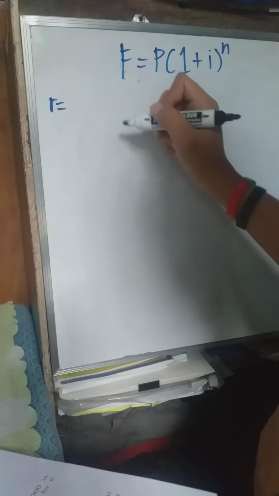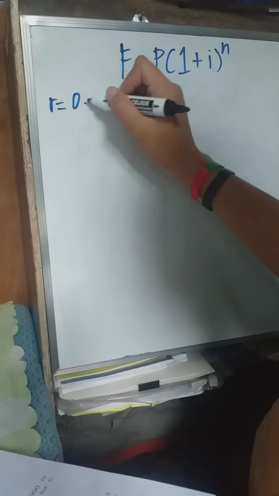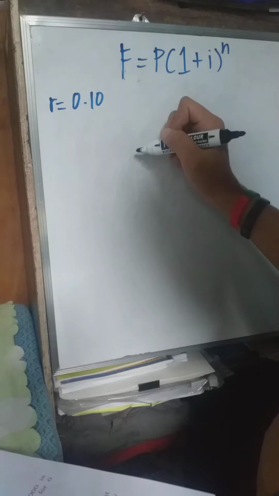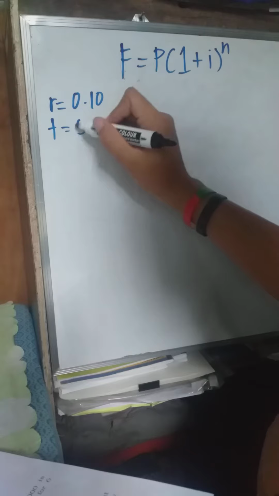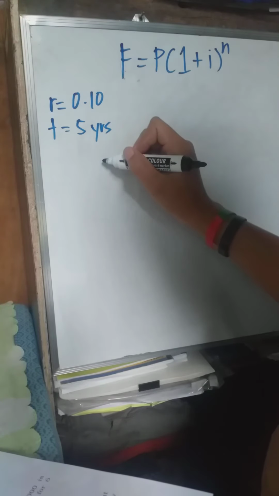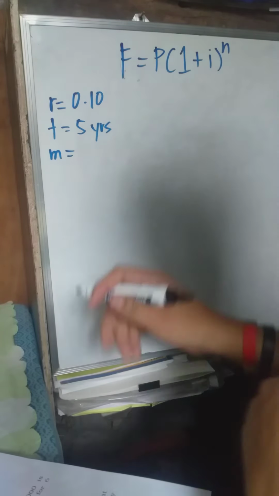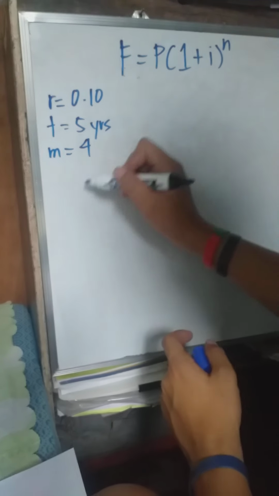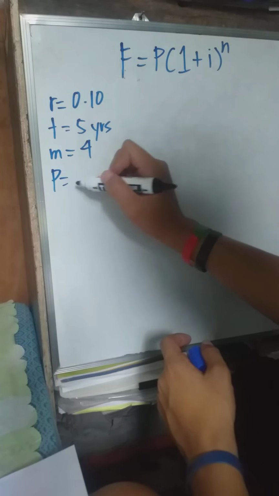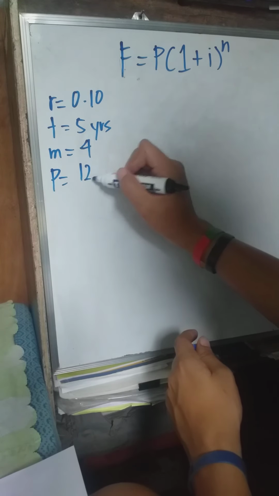Second, let's identify the given facts. What is R? R is 10% or 0.10. T is 5 years. M, in our problem, is compounded quarterly. So M is 4. P is $12,000.